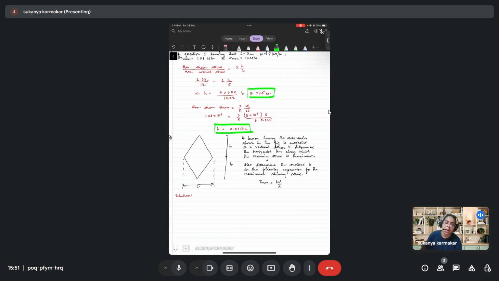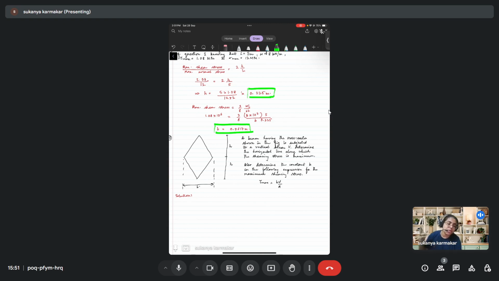So we'll pick up, I'll start writing down the solutions from here. You have a beam having the cross section shown in the figure, and it is subjected to a vertical shear force V. You have to determine the horizontal line along which the shearing stress is maximum. So we'll first write down the expression for shearing stress and then we'll maximize it.